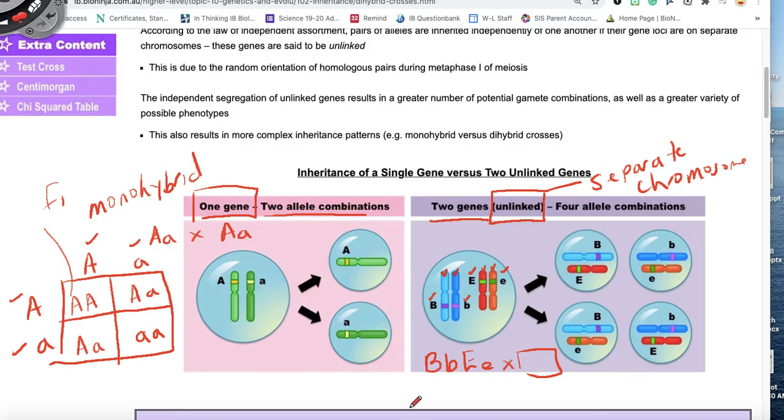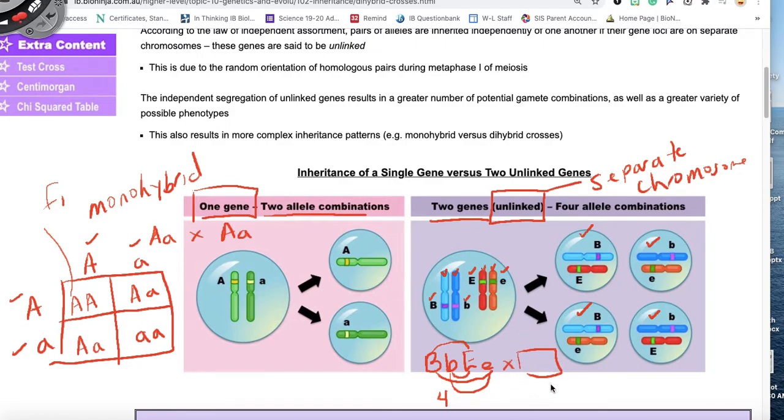So we're going to go over the FOIL method in just a moment, but you remember doing this, right? Because you know that this could give you a possibility like this, big B, big E. It could give you a possibility like this, big B, little e. It could give you a possibility like this, little b, big E. Or it could give you a possibility like this, little b, little e, right? So you have four possible allele combinations in the gametes. So when you cross this potential parent, you end up with four possible allele combinations.